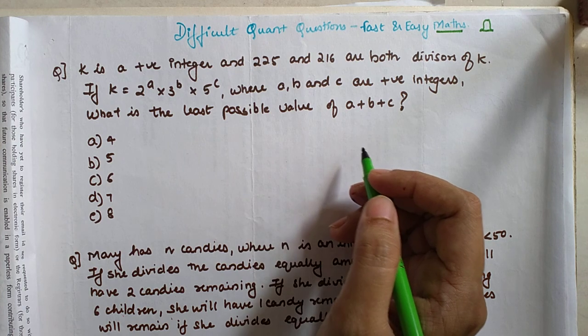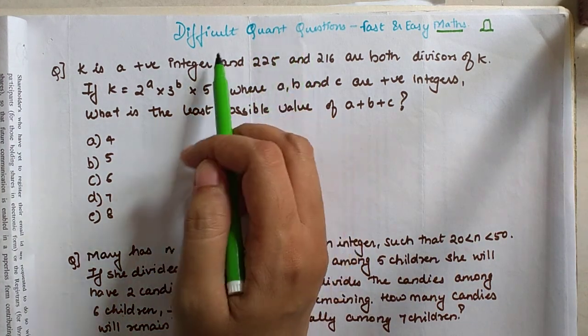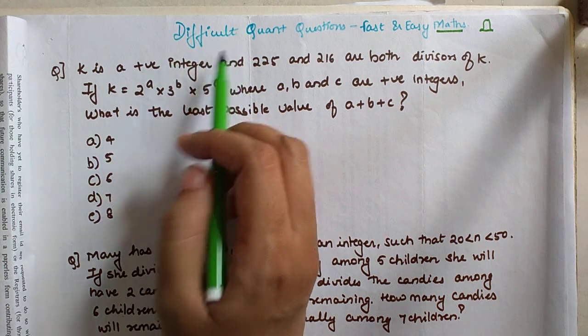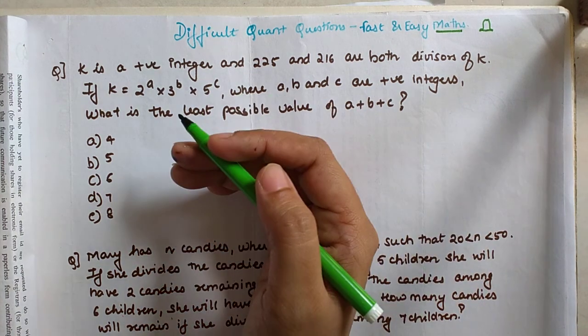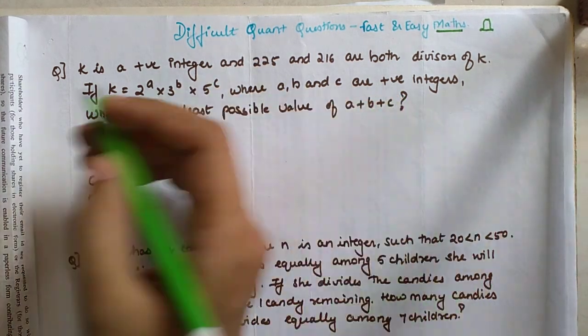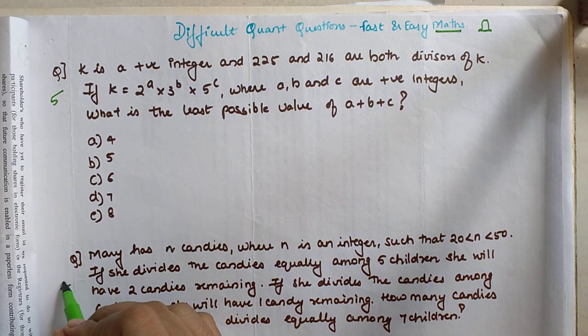So students, today we are going to talk about difficult quant questions. Okay students, another thing, these kind of questions are actually difficult. On a scale of 1 to 5, the difficulty level of this can be 5 and the difficulty level of this is around 4.